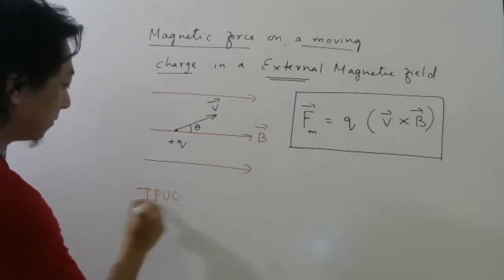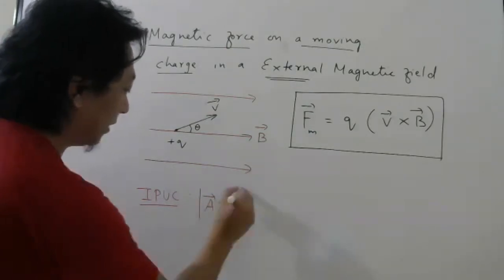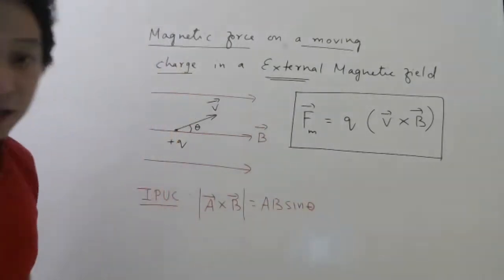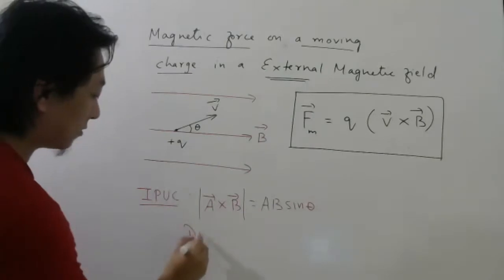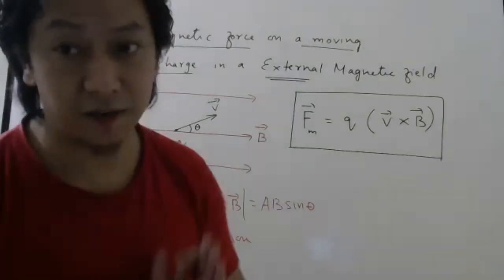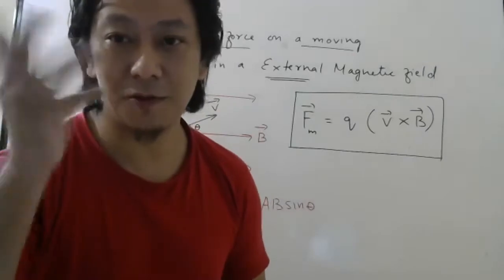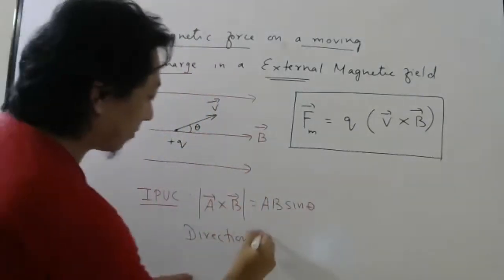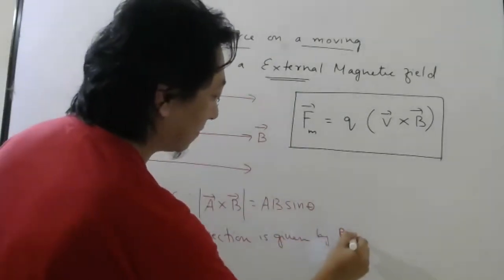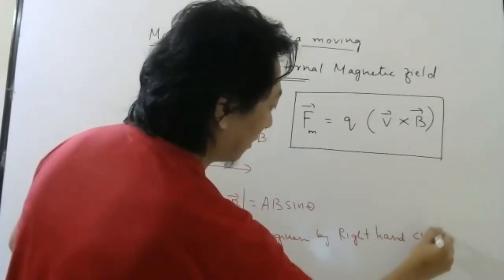So in first PU, how do you find A bar cross B bar? The magnitude is AB sine theta. And the direction: since it is a cross product, it will always give you a vector. To find the direction of the cross product, you use the right hand curl rule.